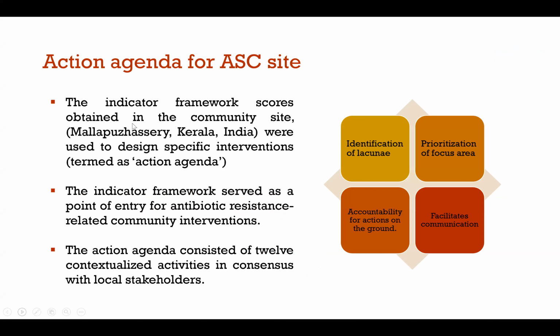In the place of Malapurusheri in Kerala, India, the indicator framework scores that were obtained were specifically used to design specific interventions. So they basically served as a point of entry for antibiotic resistance related community interventions. It has helped us in identifying where there is a gap and where we should be prioritizing to have these changes visible in the community. It also gives an accountability for the actions on the ground. Besides, it helped us a lot in communicating the concept of ABR to the public.